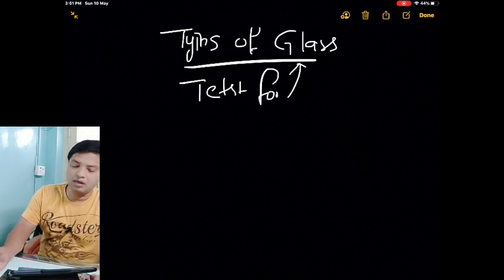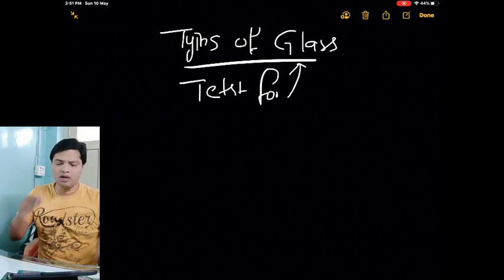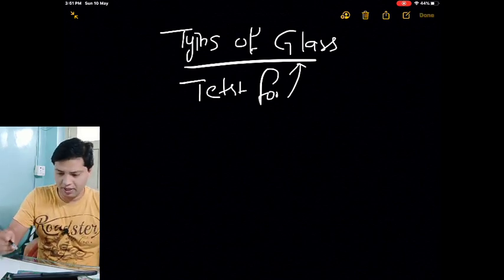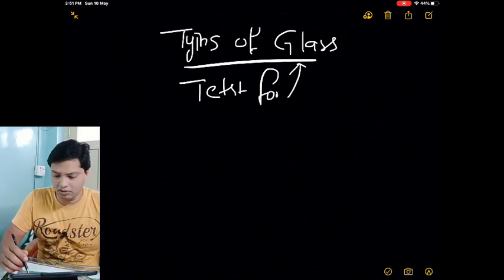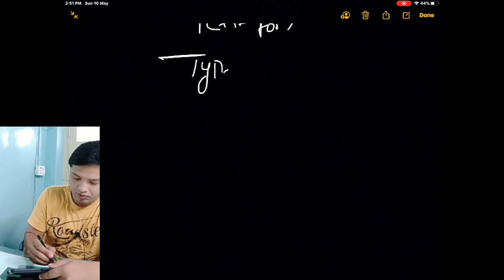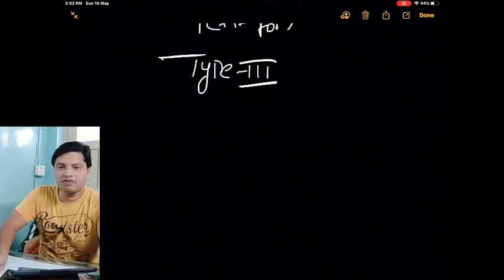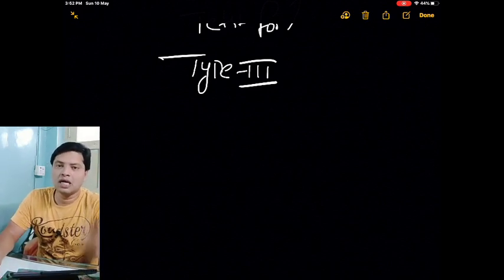I will not directly jump in and say this is type 1, type 2, type 3, type 4. We will try to see this in a different way, which will be easy for you to remember. So we will start with type 3. First we will see what the basis for the classification of glass is. The basis for the classification of glass is reactivity.